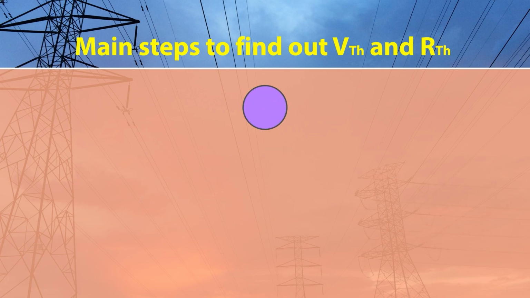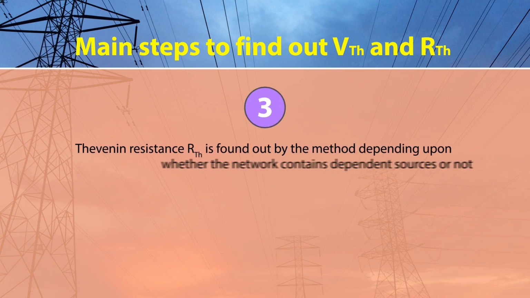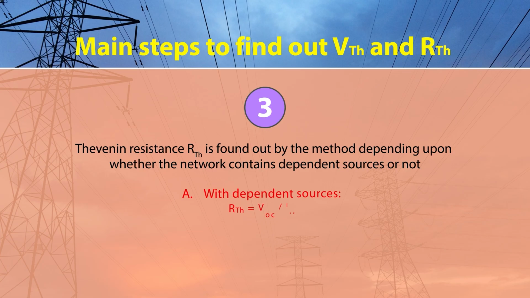Third step: the Thevenin resistance RTH is found by a method depending upon whether the network contains a dependent source or not. If there is a dependent source, then the Thevenin resistance can be calculated with this formula. That means you have to calculate the open circuit voltage and the short circuit current. So RTH is the ratio of open circuit voltage divided by the short circuit current.